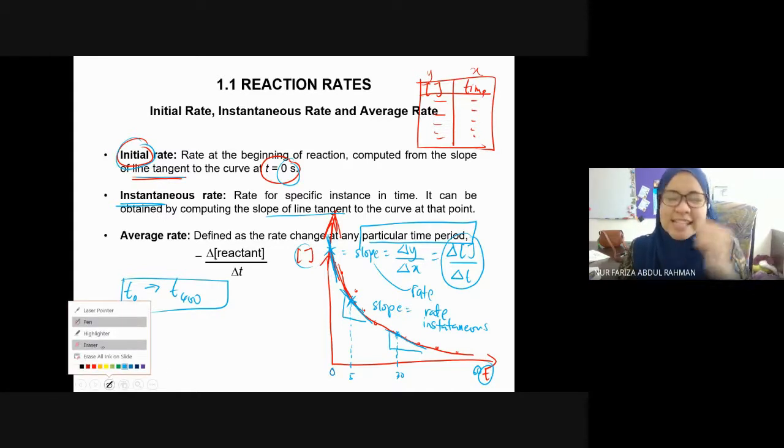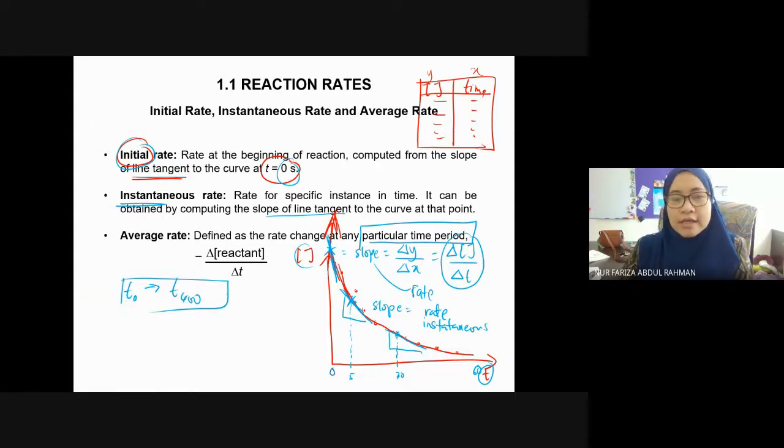One, the easiest question to ask is to calculate the average rate throughout the experiment. Saya pakai kali hijau. You can simply get it from your data. Katakanlah ni T0, ni T400. So you dah ada concentration at 0, concentration at 400, you minus these two, minus this time, then you dapatlah the average rate.